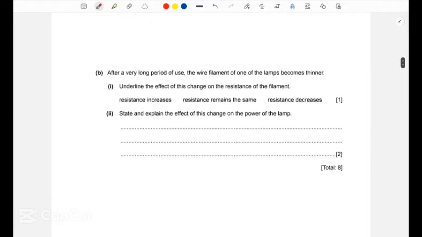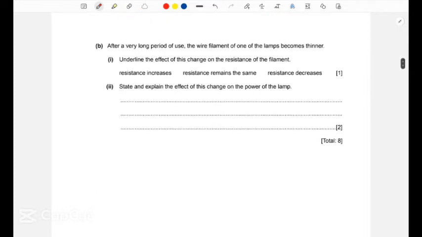Let's move to part B. After a very long period of use, the wire filament of one of the lamps becomes thinner. Underline the effect of this change on the resistance of the filament.